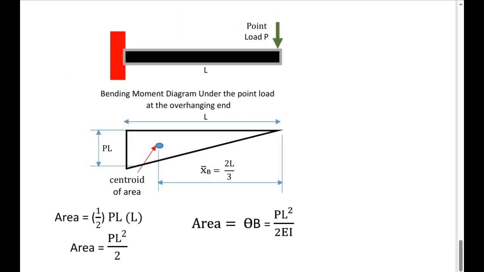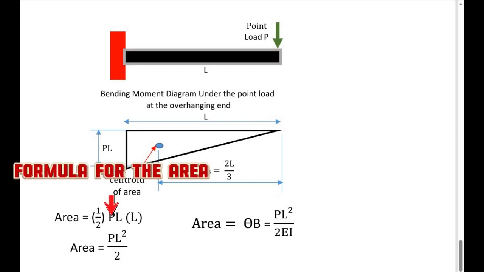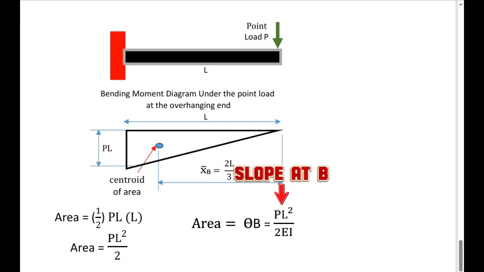If the area of the M over EI diagram is triangular, as in the case of a concentrated load applied at the overhanging end, the slope is equal to the area between A and B and can be simply obtained from the area of a triangle, equal to 1/2 of base times height, where the base is L, the total length of the beam, and the height is the maximum ordinate of the bending moment diagram, P multiplied by L. Then the area is equal to 1/2 of L times PL, which is equal to PL squared all over twice EI.